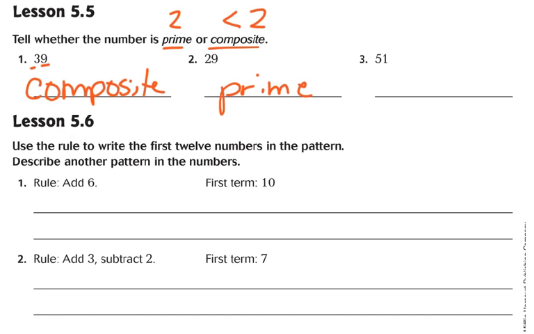51. It's not even, so it's not divisible by 2. If I add my digits, 5 plus 1 is equal to 6. That is divisible by 3. So 51 is divisible by 3. So because it has more than just 1 and 51 as factors, it is a composite number.